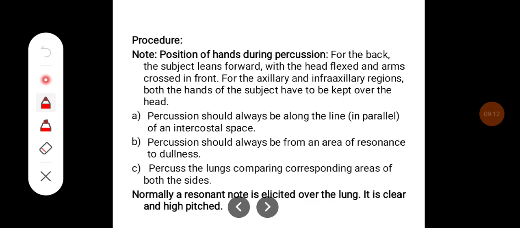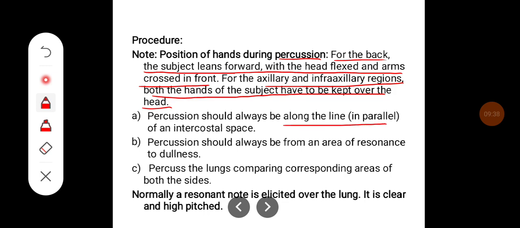How to do the percussion, and what should be the position of the hands during percussion? For the back, the subject leans forward with the head flexed and arms crossed in front. For the axillary and infraaxillary regions, both hands of the subject have to be kept over the head. Percussion should always be done along the line parallel to the intercostal space. It should always go from the area of resonance to dullness, and you percuss the lungs comparing the corresponding areas of both sides. So these are the rules of percussion.